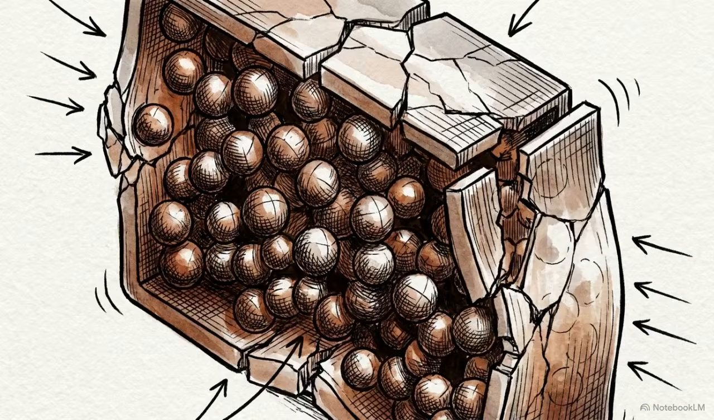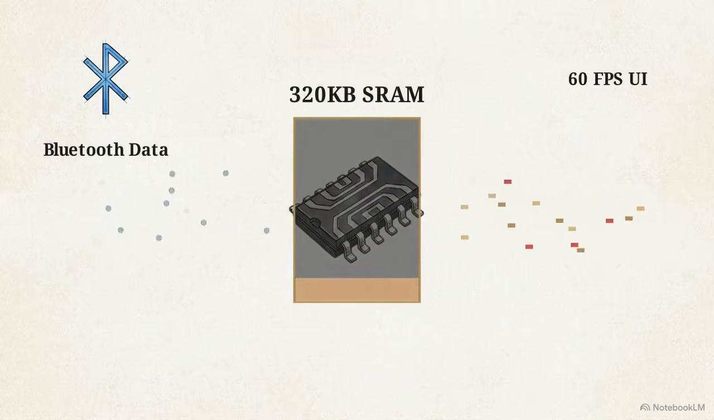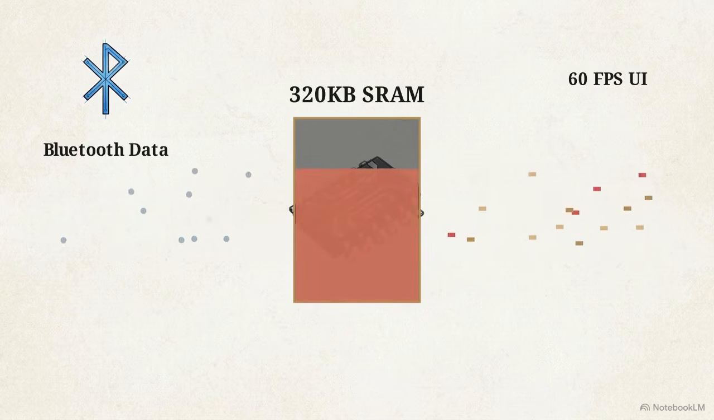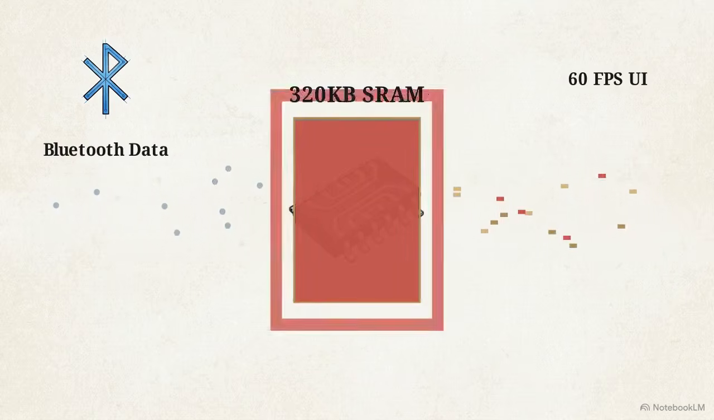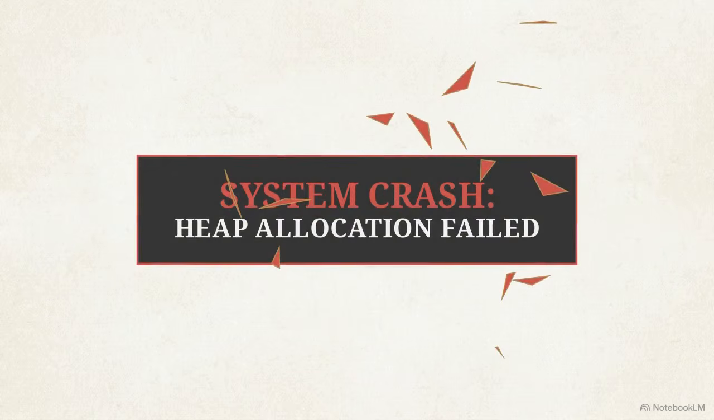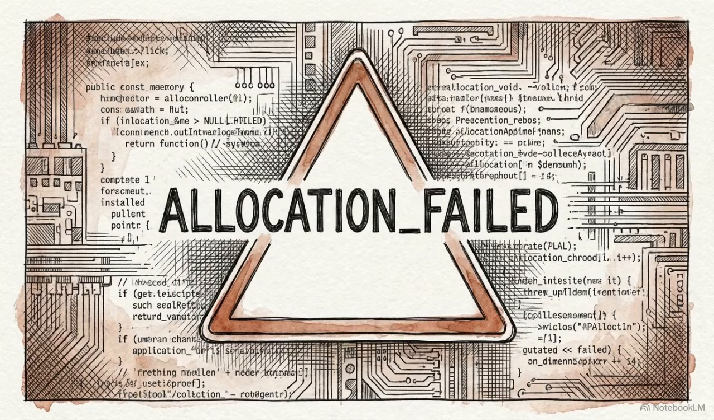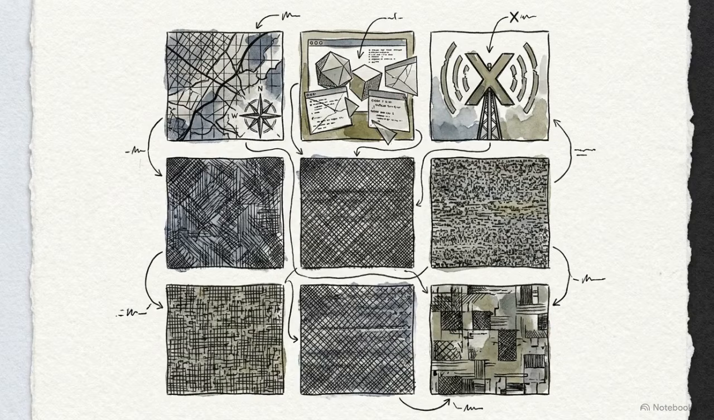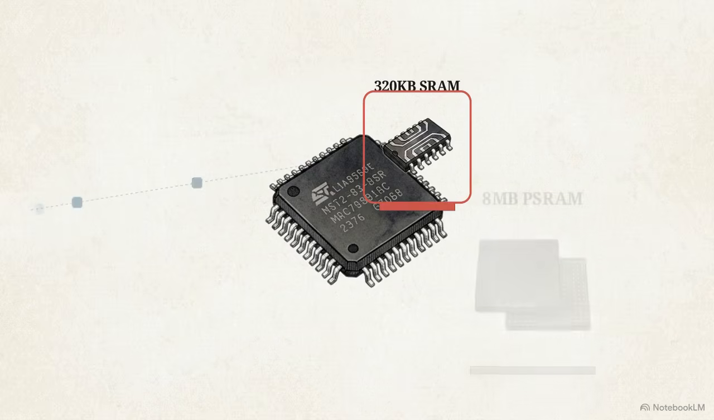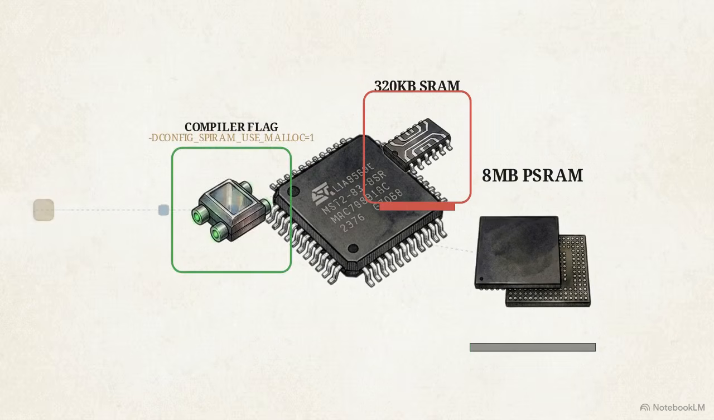Pushing the processor this hard immediately hits a second constraint: the belief that the chip's 320 kilobytes of internal SRAM is enough for general-purpose computing. If you track over 100 Bluetooth devices while rendering a 60 frame per second interface, that memory rapidly fills up and crashes. Because the heap allocator fails based on whichever specific request pushes it over the limit, the crashes manifest as random, unrelated bugs across the GPS, the UI, or the radio. The hardware actually has 8 megabytes of external PSRAM available. Redirecting the heaviest memory allocations to that external capacity requires only a single compiler flag.